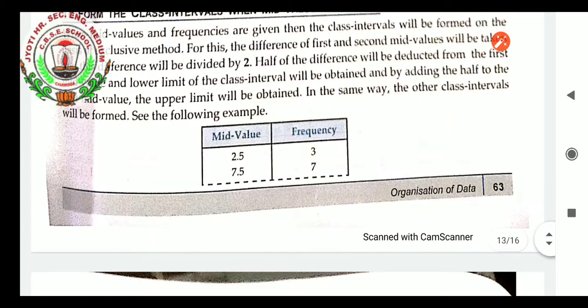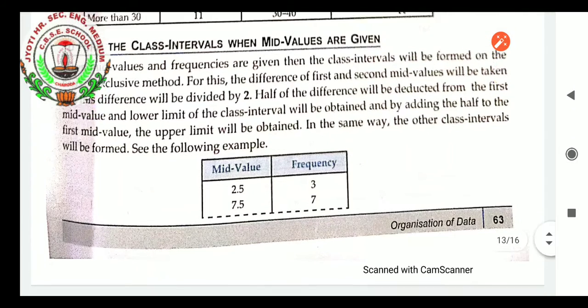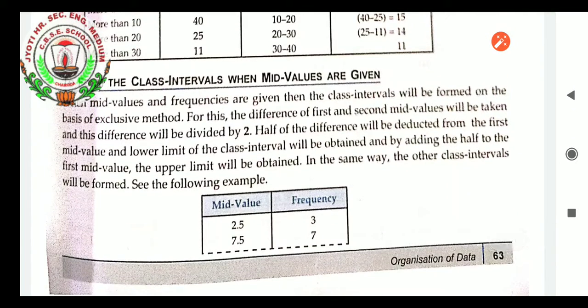You can see there 2.5 and 7.5. The difference of the first and second mid values, 7.5 minus 2.5, gives us 5. Half of the difference will be deducted from the first and added to it. So 5 divided by 2 gives us 2.5.